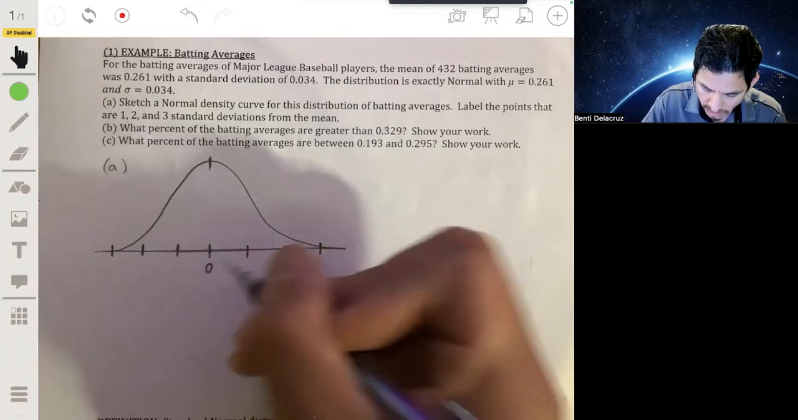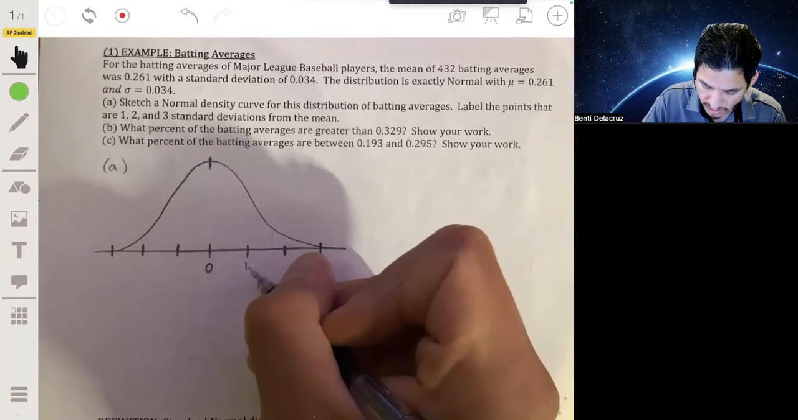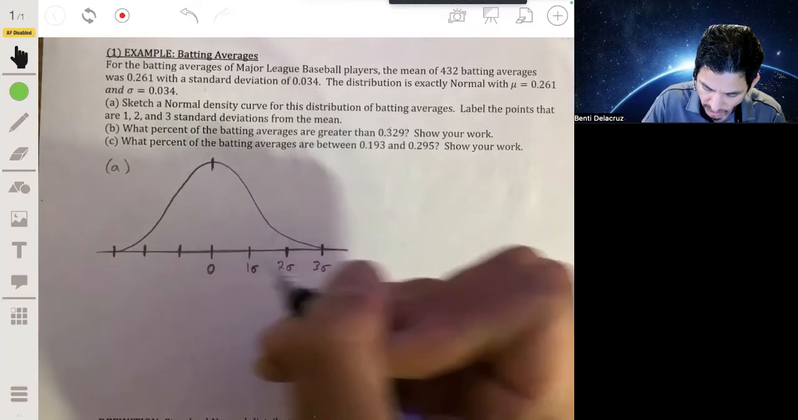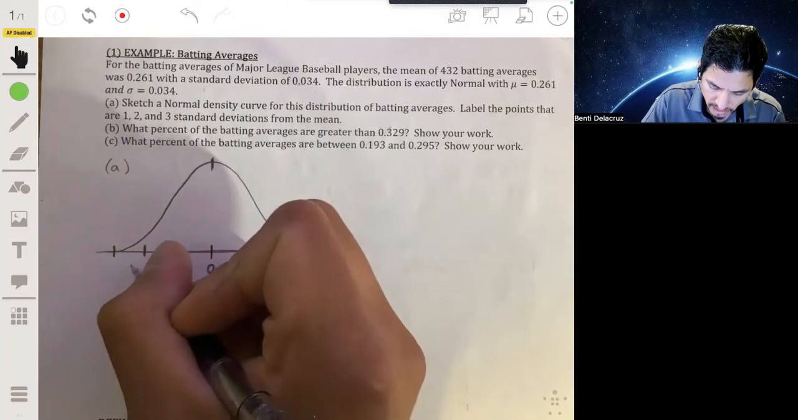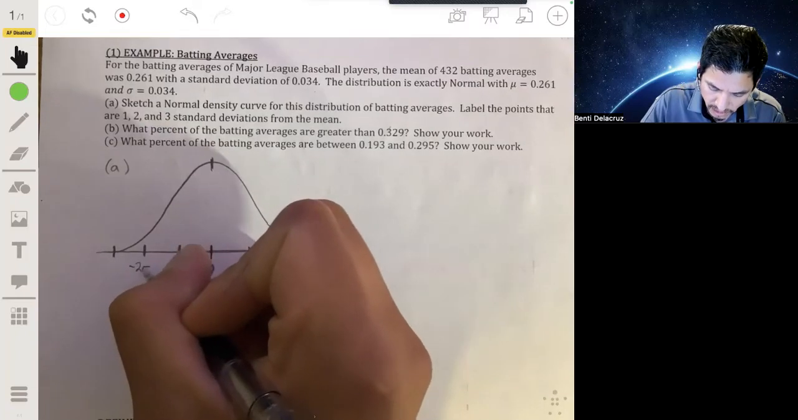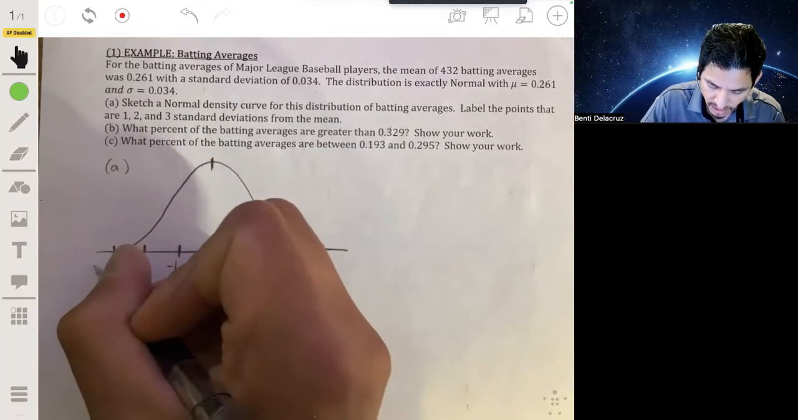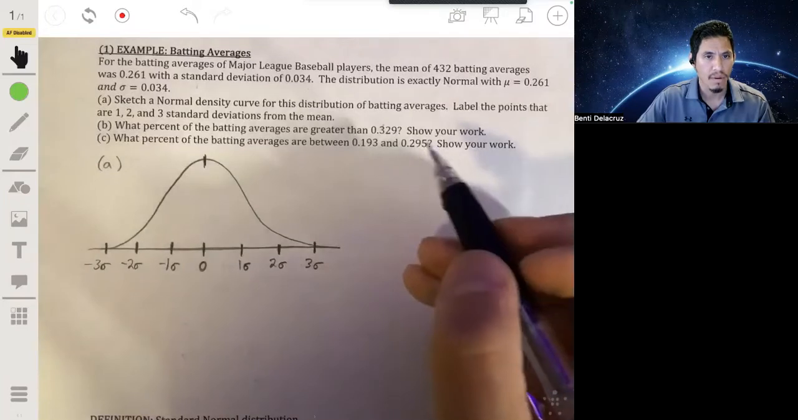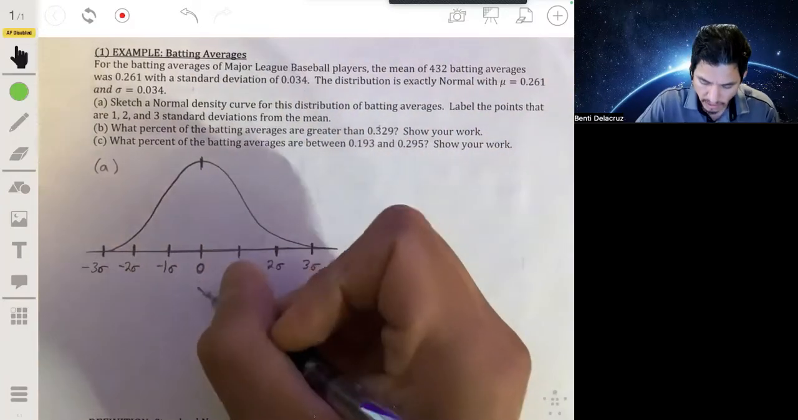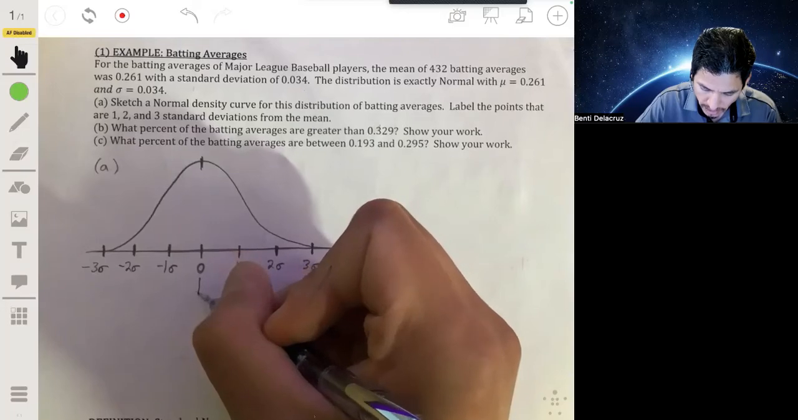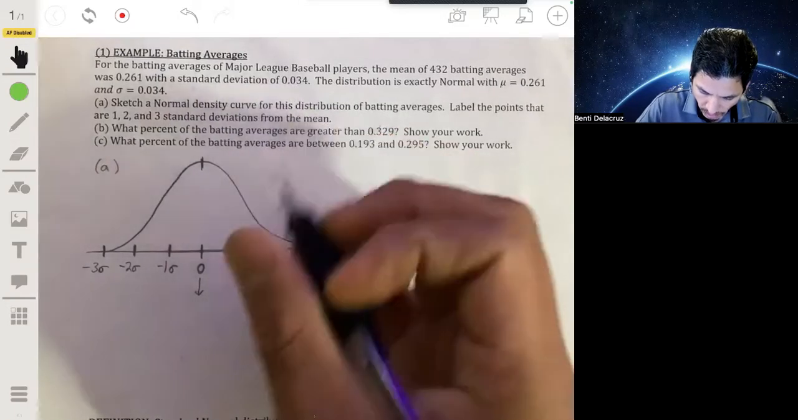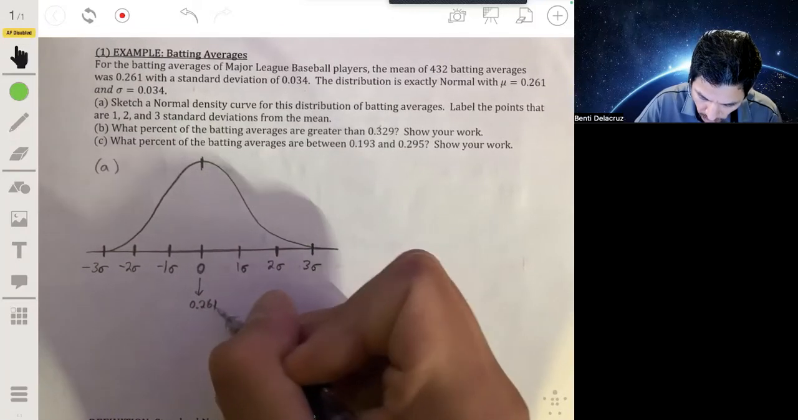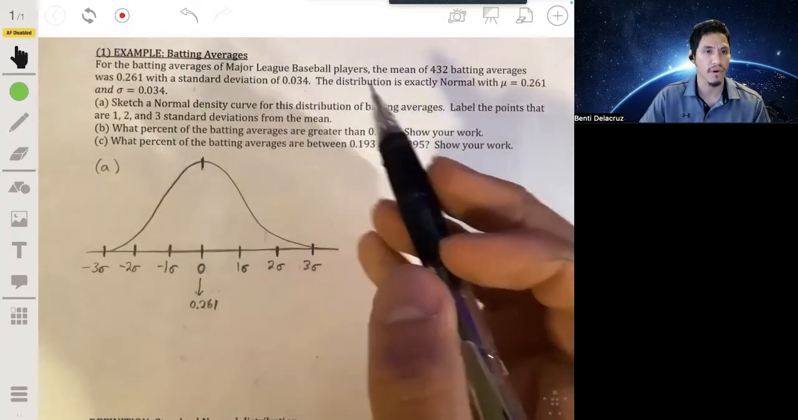So that's again 0. This is 1 standard deviation to the right, this is 2 standard deviations to the right, 3 standard deviations to the right. This is -1 standard deviations, so 1 standard deviation to the left, or 2 standard deviations to the left, and then 3 standard deviations to the left. So remember, the mean always goes in the middle. So this is the mean value. So the mean here would be 0.261. And standard deviation is 0.034.